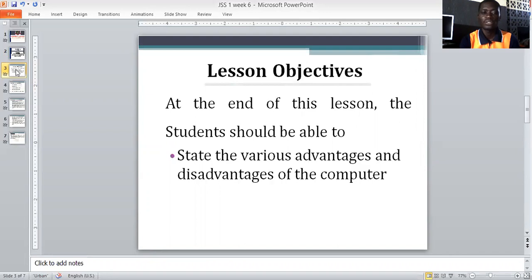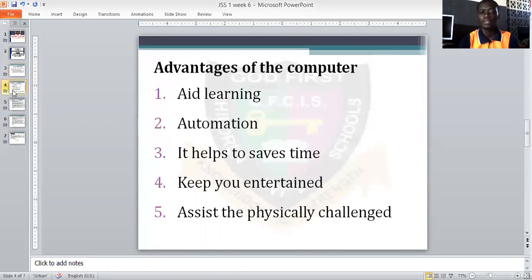So for now, we'll be starting with the advantages of the computer. Like we all know, when we talk about advantages, we are talking about the good aspect, the positive aspect of a particular thing. Virtually everything around us has the good side of it, and they have the bad side. That is to say, everything around us has advantages, and also a lot of disadvantages. So for now, we are going to be considering the advantages of the computer.